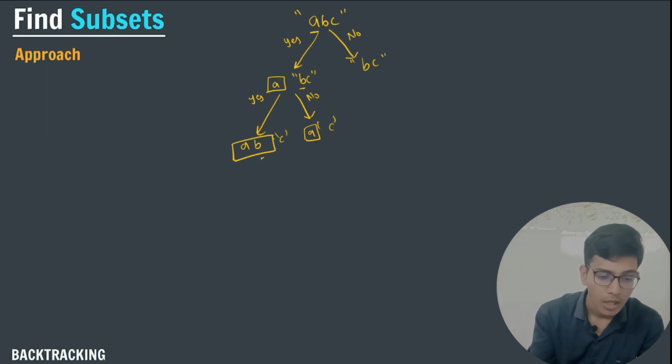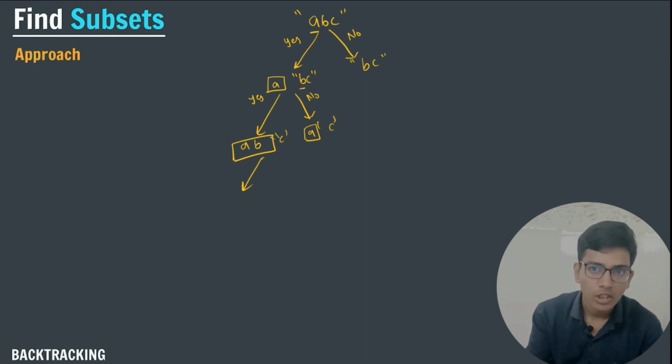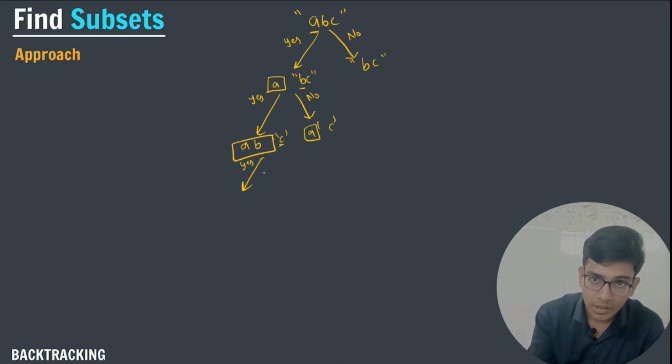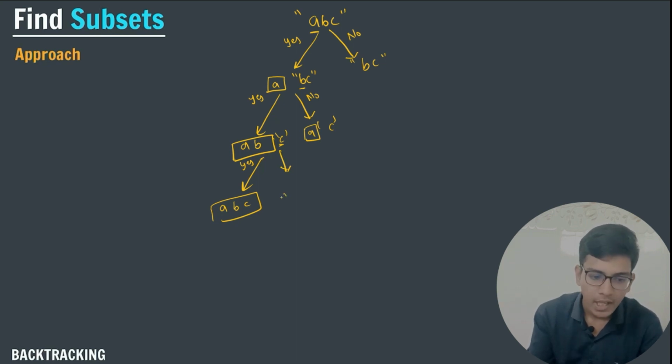Now we already know that A and B want to be part of the string. Are you getting it? Now we need to think about C here. If C wants to be part of our subset, then we need to include all the things, that is A, B, C. If it doesn't want to be part of the subset, then ignore C. After that, just print A, B.